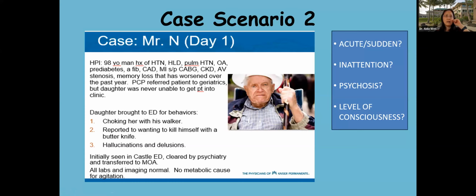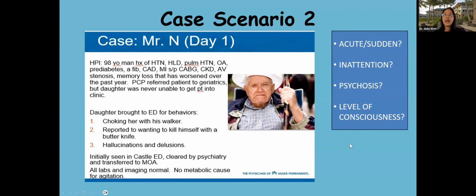His doctor referred this patient to geriatrics, but the daughter was never able to get the patient into the clinic. She brought him to the emergency room because his behaviors were out of hand: choking her with the walker, and reporting wanting to kill himself with a butter knife. She also noticed he was having hallucinations and delusions, right? So she took him to the emergency room and he was cleared by psychiatry as not having a psychiatric problem. They did all labs and imaging, all normal, and they had no metabolic or lab abnormalities causing the agitation. So does this guy have psychosis?